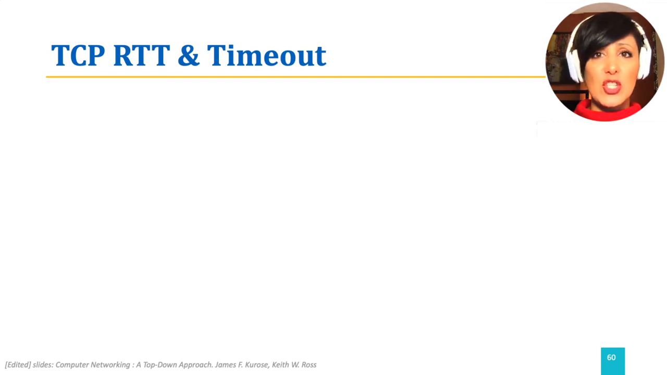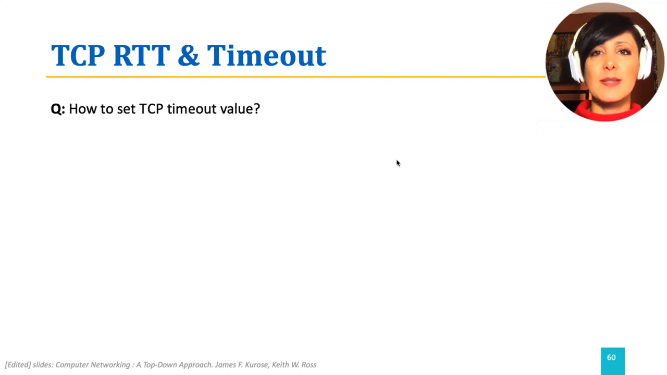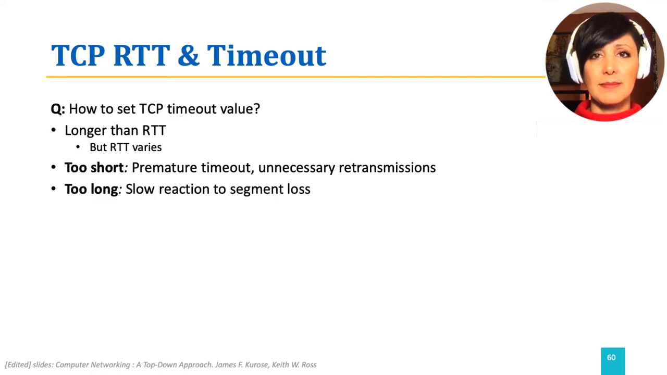One important question that comes up, knowing that TCP is a reliable transport protocol and handles lost segments, is how does TCP set the timeout for lost packets? Remember that timeout value starts with estimating round trip time. However, round trip time varies based on network state.